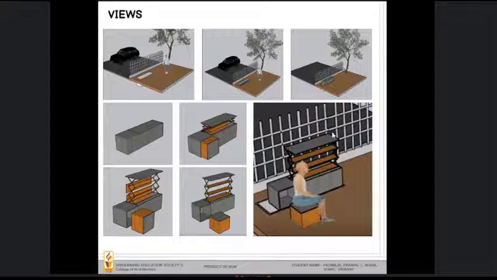The height of the whole thing is not more than a person, so that it can be easily reached. So the vendor can easily access the whole thing, and the bench is as per how people can sit on it.